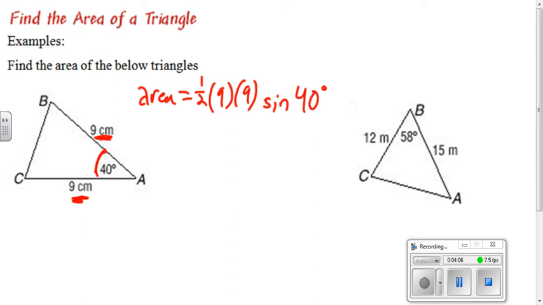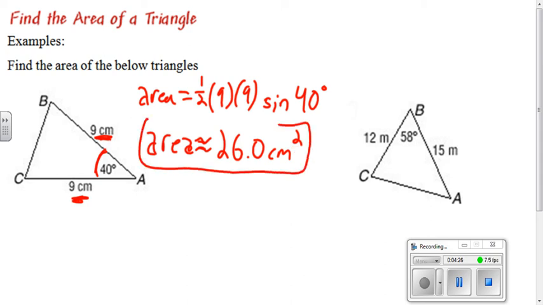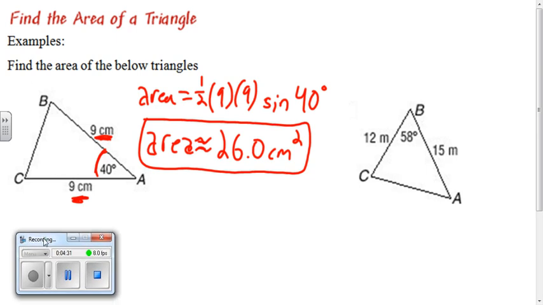I'll give you a second to punch that in on your calculators, but mine is showing me area is approximately 26.0 centimeters squared. Make sure you're saying centimeters squared, because it is an area, it's not a length. So the area of this one is 26.0 centimeters squared. Let's go on to this case over here.